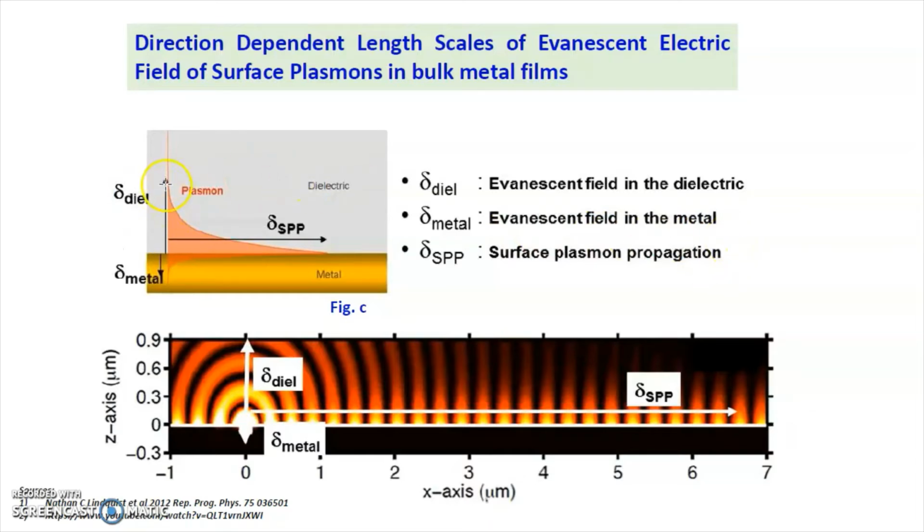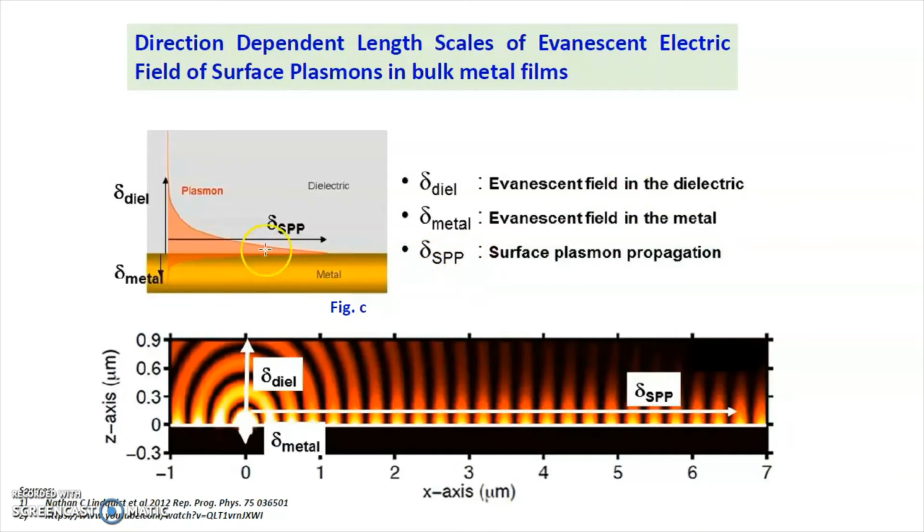Delta dielectric means the evanescent field in the dielectric. Now in this case, suppose the dielectric medium is air, then in air what is the distance up to which delta dielectric is present, up to which this electric field is present. And as you can see from the origin, as you go away, its amplitude goes down, and that's why we call all these fields evanescent electric fields. And the last one is the delta SPP.